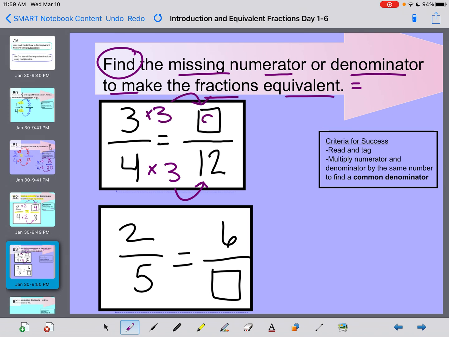If I multiply the bottom, the denominator times 3, I have to multiply the top by that same number. 3 times 3 is 9. My missing numerator is 9. 3/4 is equal to 9/12. Okay, let's do our second example.